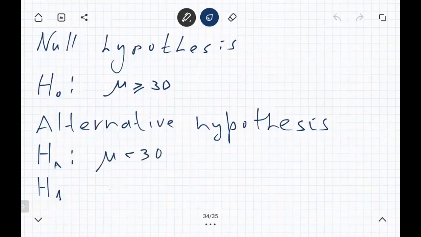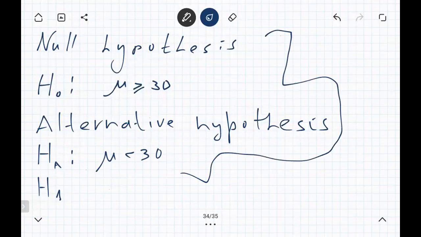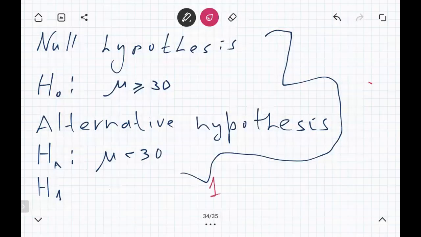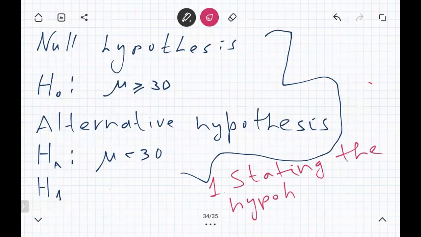Okay, so that's our first step in testing the hypothesis. We stated our hypothesis. So I'll mark it somewhere here. It's step 1, stating the hypothesis. Okay. So we have stated our null hypothesis and alternate hypothesis.